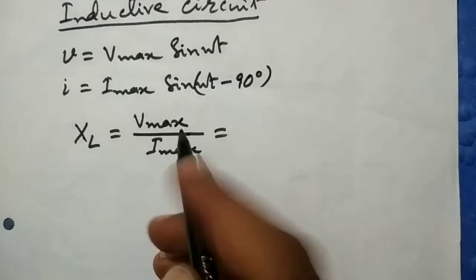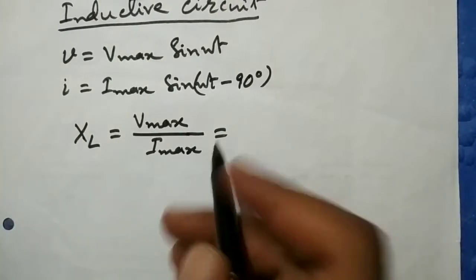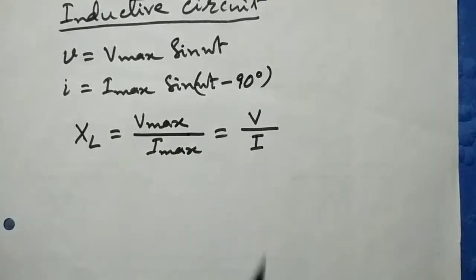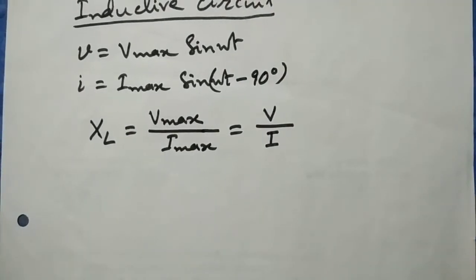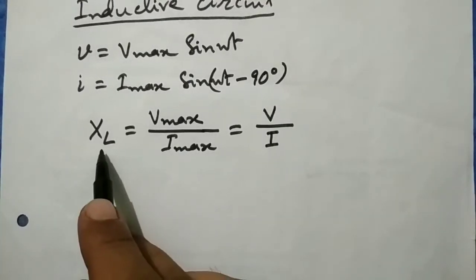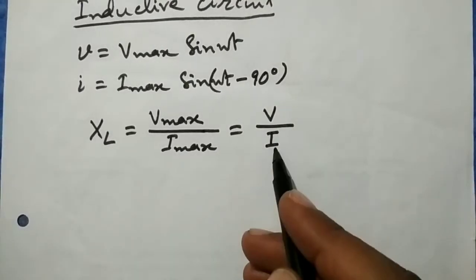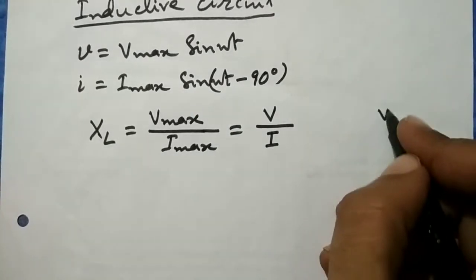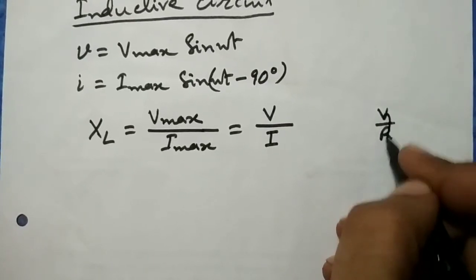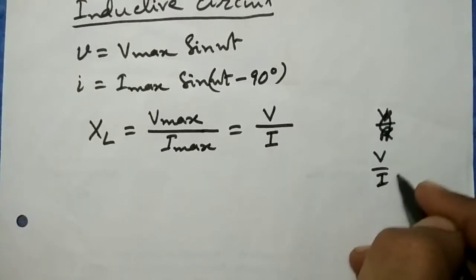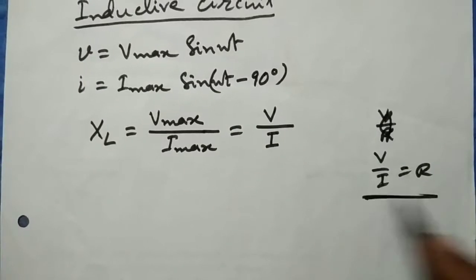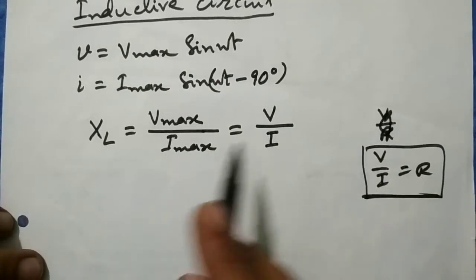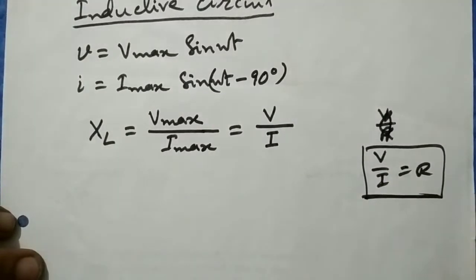Here if we divide numerator and denominator by root 2, then it can be also represented as the ratio of Vrms and Irms. So during numerical questions, XL can be calculated as Vrms upon Irms. Remember, for a purely resistive circuit, V upon I is equal to R. But for a purely inductive circuit, V upon I will be equal to XL.